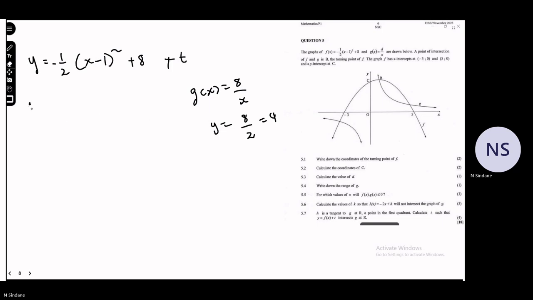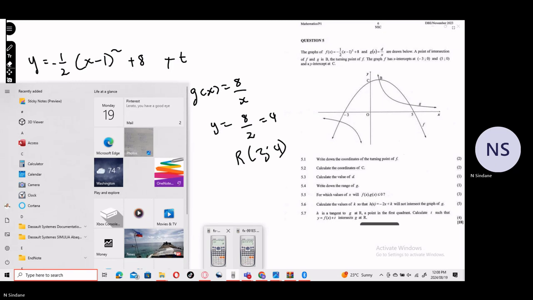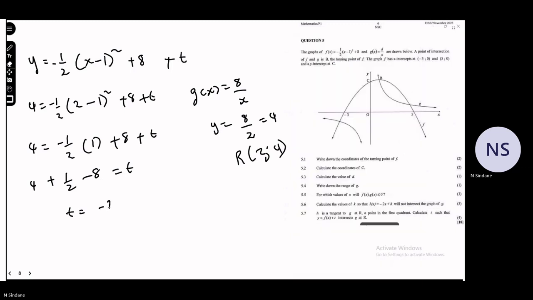Then from there, this 4, we substitute it here, which should be 4 is equals to negative half into (2 minus 1) squared plus 8 plus t. Then we can now calculate the value of t. 4 is equals to negative half into, this will be 1, plus 8 plus t. And this to the other side, 4 plus half minus 8 is equals to t. Then what is the value of t? So it's going to be 4 plus 1 over 2 minus 8. So our value of t is negative 7 over 2. Our value of t is negative 7 over 2.